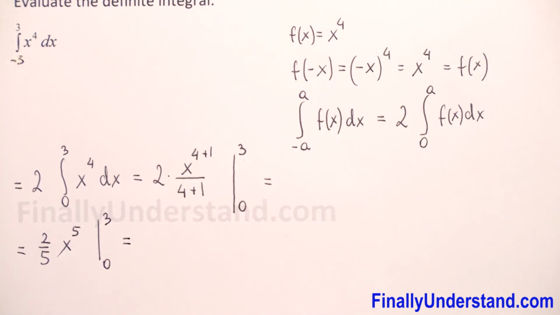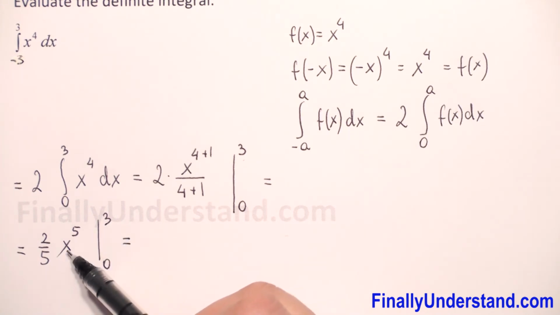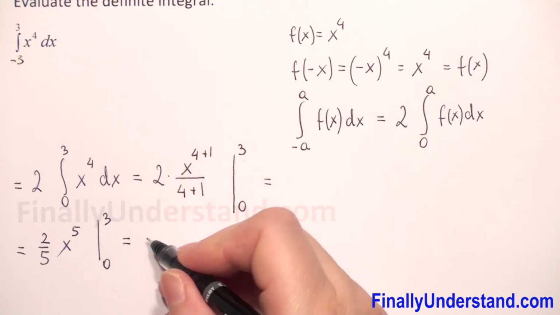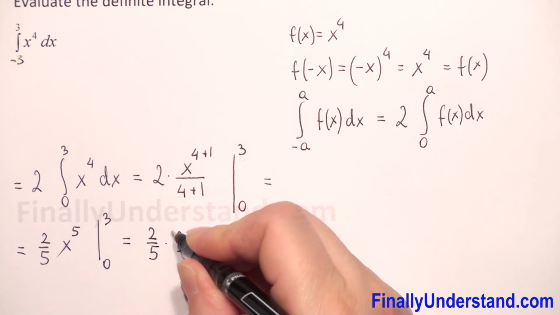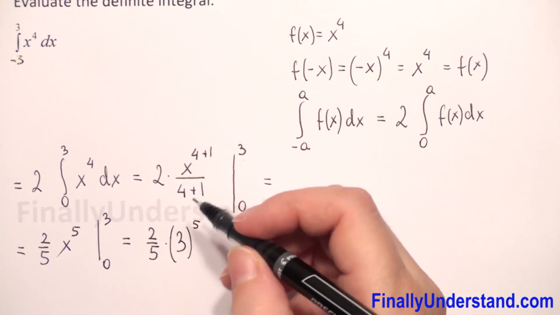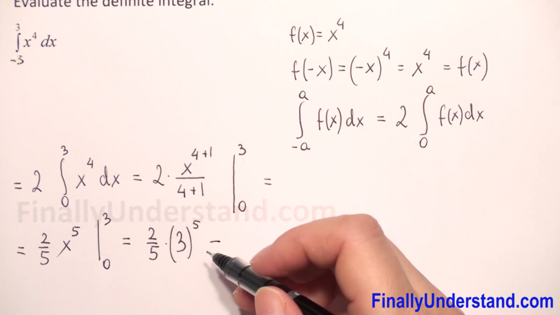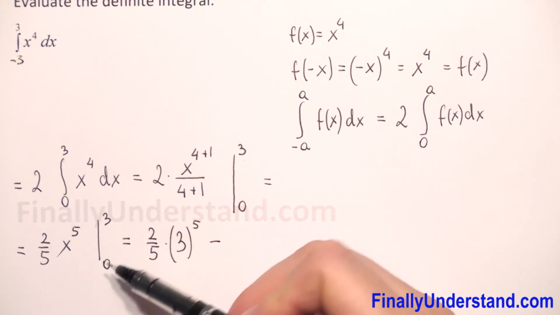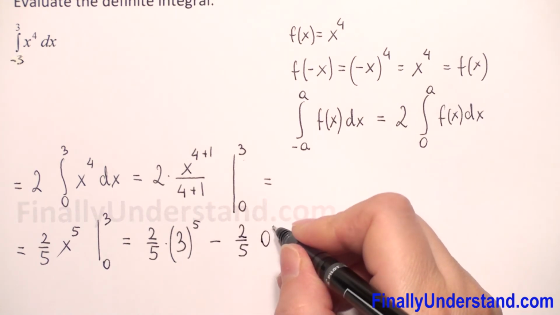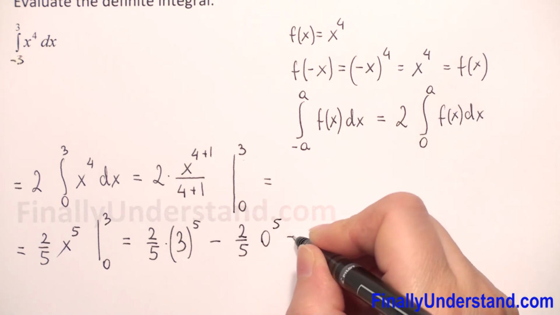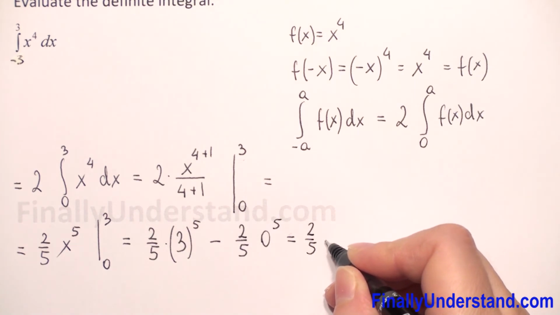Next, we have to plug in the upper limit first. In this example it is 3, so we have to substitute x by 3. We copy 2 over 5, and we have times 3 to the 5th power. Next, we have to subtract the lower limit. It means we now have to substitute x by 0. So it will be 2 over 5 times 0 to the 5th power.